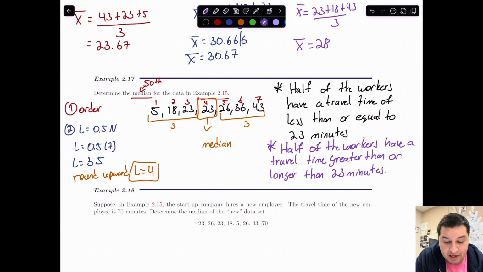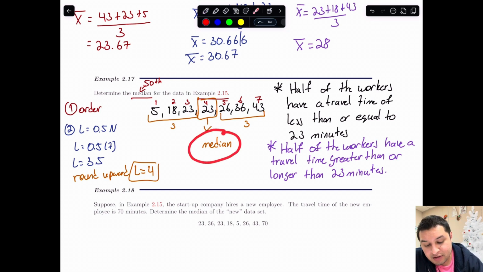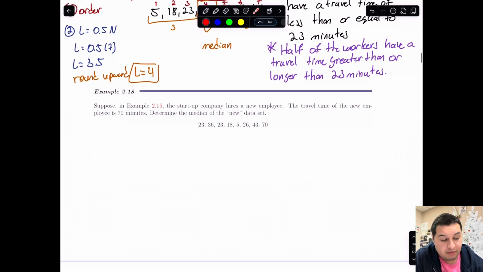And so that is our interpretation of what this means in terms of our data itself. Let's go ahead and keep going.